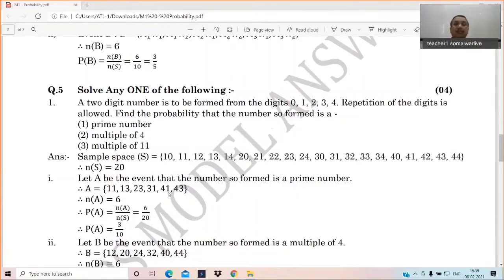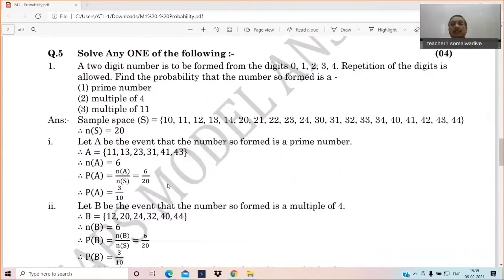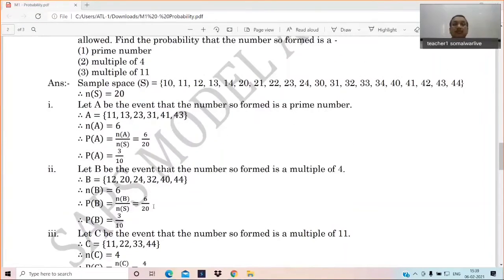For the second event, that is the number should be a multiple of 4. So the numbers that are multiples of 4 are 12, 20, 24, 32, 40 and 44. So 6 numbers again. So P of B is also equal to 6 upon 10, that is 3 by 5. Sorry, 6 upon 20, that is 3 by 10. So event C is multiple of 11.